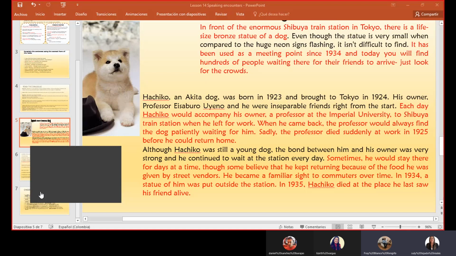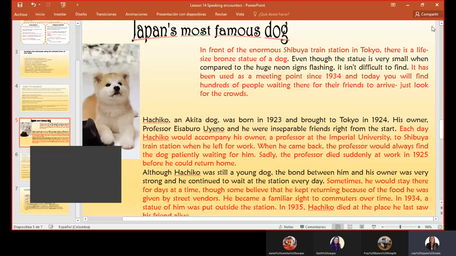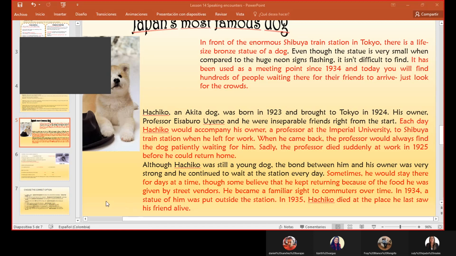Yes, really good history. Really sad. Thank you, Fry, for your participation. Let's continue with Daniel. Teacher, can you read all this reading? Japan's most famous dog. Read, teacher. Yes, read everything.